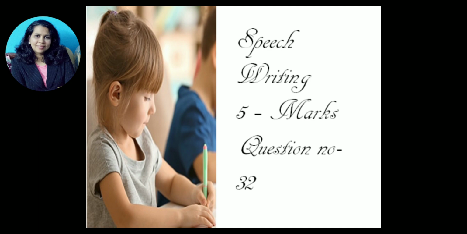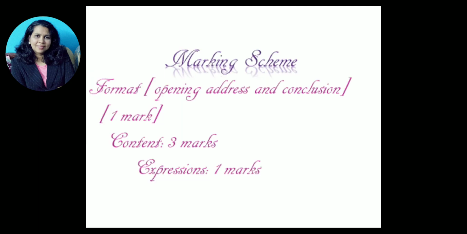So let us explore more in order to score 5 marks. That is question number 32. Let us be more calculative about how to score good marks for your final PU examination. So the marking scheme for speech writing: format, an opening address and conclusion carries 1, content 3, expression 1. So altogether 5 marks.